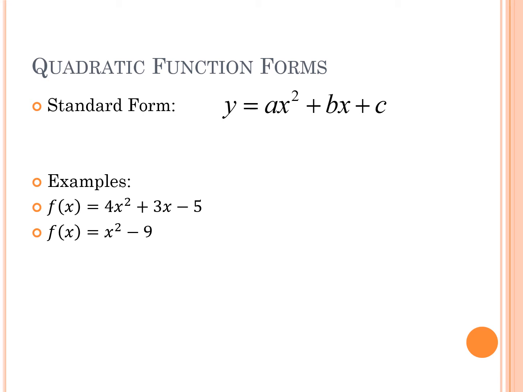But the standard form, if it's written in that, you're going to have a constant a in front of the x squared, another constant b in front of x, and then a constant just by itself, c.